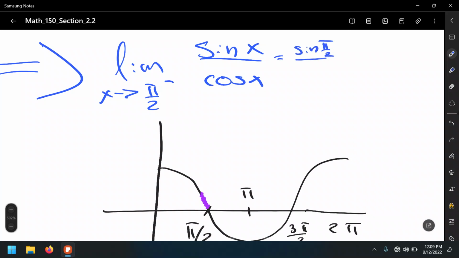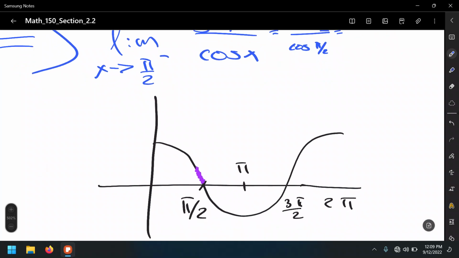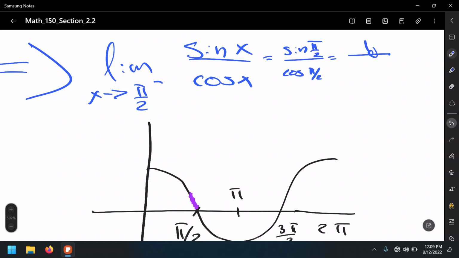So the way we're going to evaluate this, number one, by direct substitution, is sine of pi over 2 over cosine of pi over 2. Sine of pi over 2 is 1, and cosine of pi over 2 would be 0. However, 1 over 0 would be undefined, and that applies if we were evaluating f of pi over 2, but we are not evaluating at that point. What we want to find out is the value that y is approaching when we approach pi over 2 from the left.